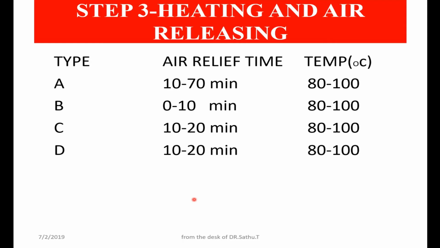Okay, we put the weight in the cooker. Once the steam starts coming out, it indicates that the complete air is removed. Only steam and the raw materials fill it. So normally in the type A, it takes around 10 to 70 minutes. That is the time we have seen in our plant.